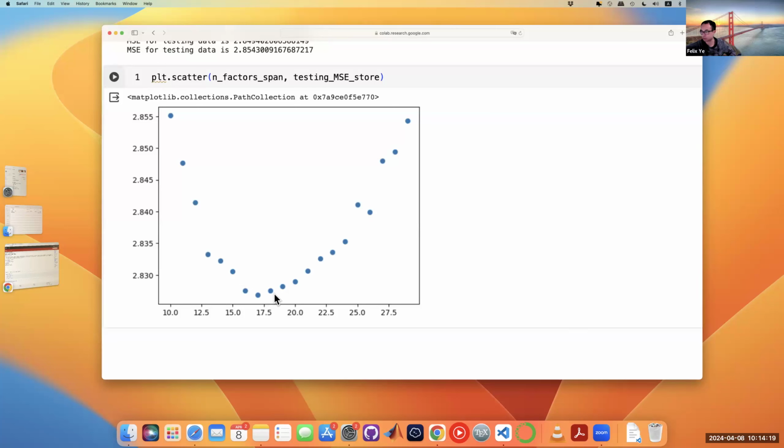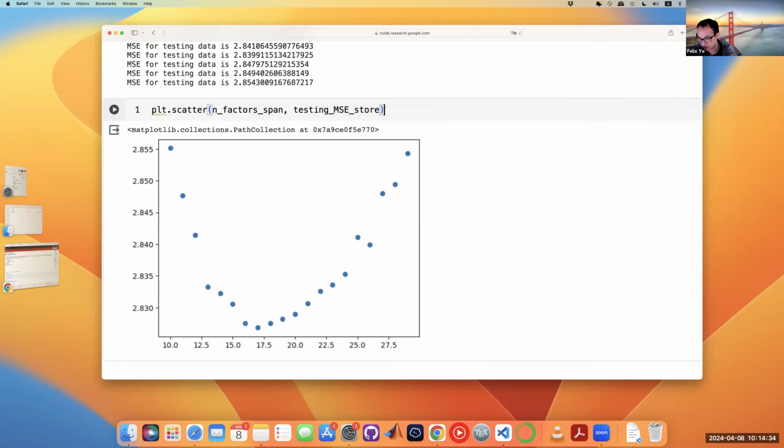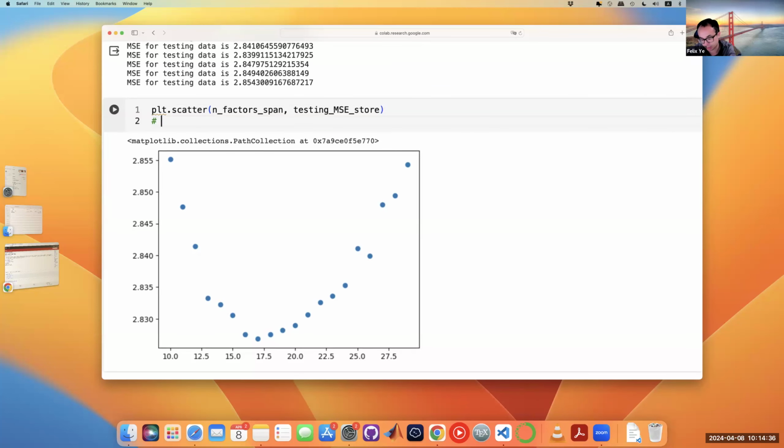So this is actually a U-shaped curve that we are interested in with cross validation. You can see right here the lowest point is about K equal to 17. This basically indicates that the best K, the best number of factors, is 17.